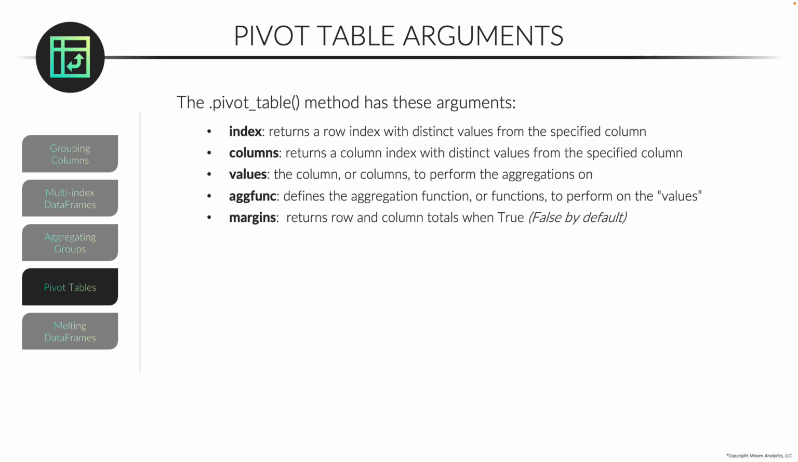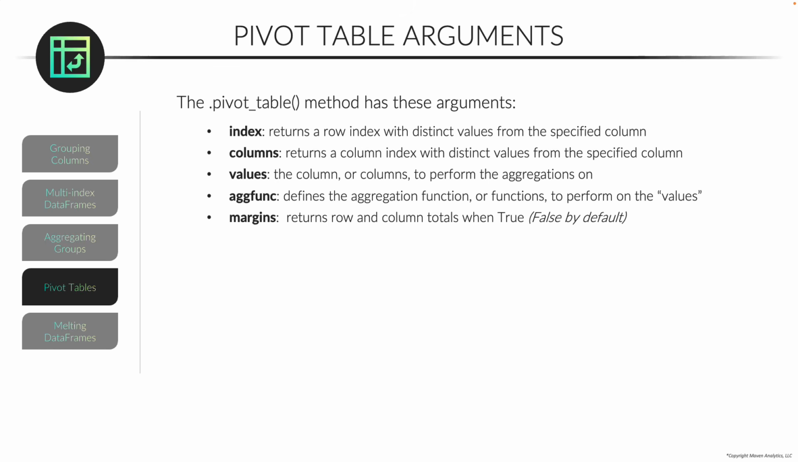Diving a little bit more closely into the arguments, we have the index. We specify a column, and the unique values from that column will form the rows in our pivot table. We then specify our columns argument, so the unique values from the column we specify here will become our columns in our pivot table. We then have our values, which is the column we want to aggregate. And then we have an agg func: what aggregation do we want to perform on those values? And finally, we have an optional ability to add margins to our pivot table.